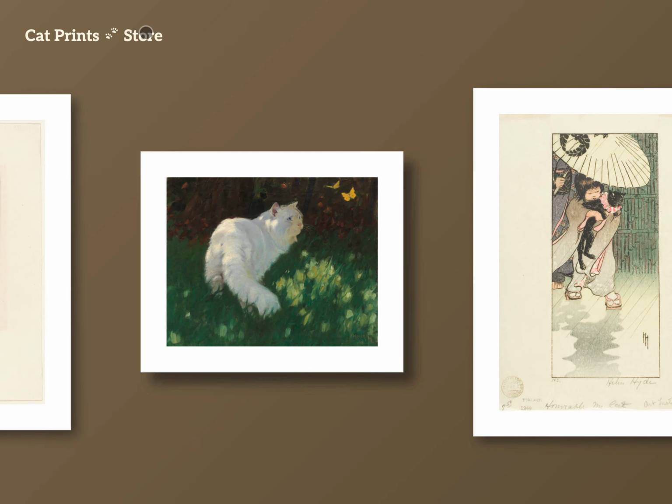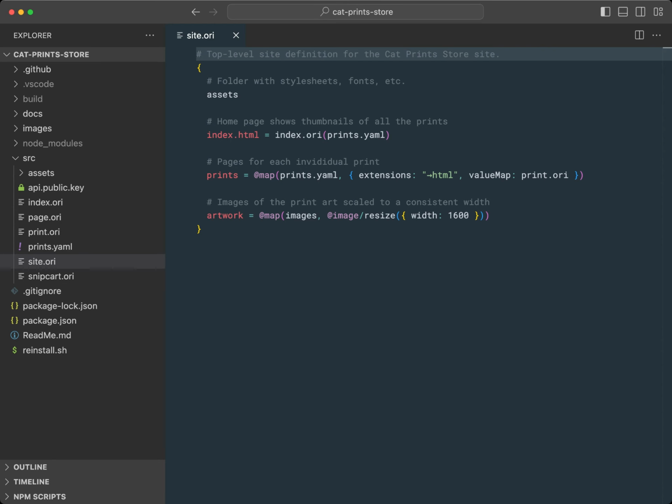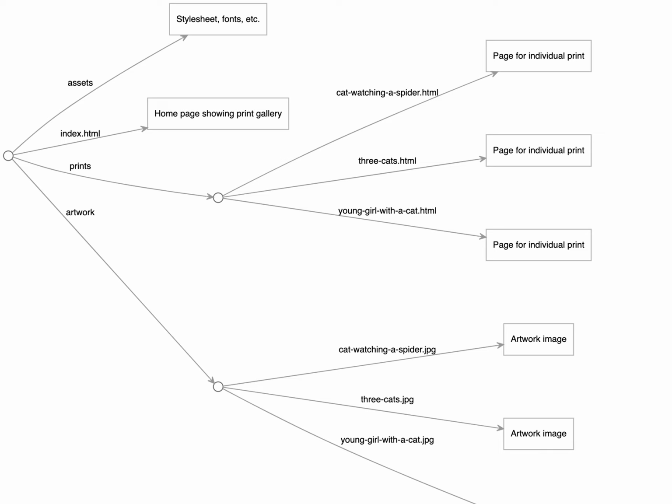I built this site in the Origami site design language, and the structure of the entire site is defined in this one file. We can view that as a diagram like this. There's a folder with assets like style sheets, the home page that shows the gallery of prints, the web pages for each individual print, and finally the actual artwork images.